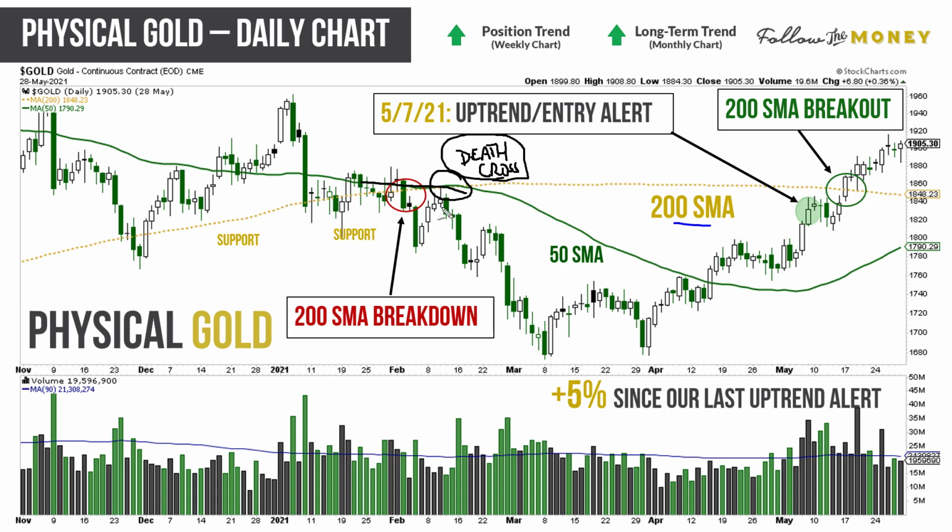You can see that gold came down and double bottomed here in March and April, and then began to rally. Came right up to its 50, and then spent a few days thinking about it, and then powered right through, and then didn't look back, right? So gold really charging higher. May 7th, we called a new position uptrend on gold.